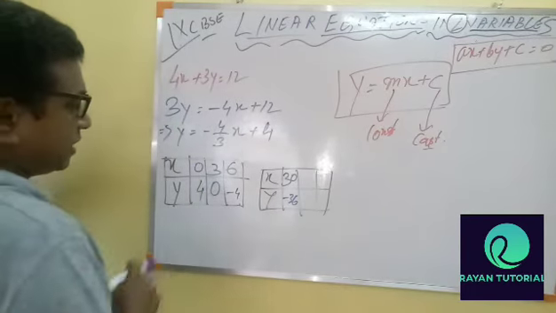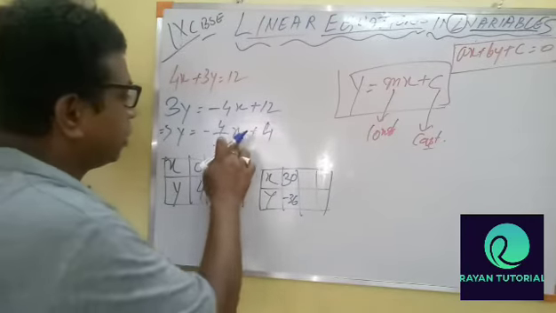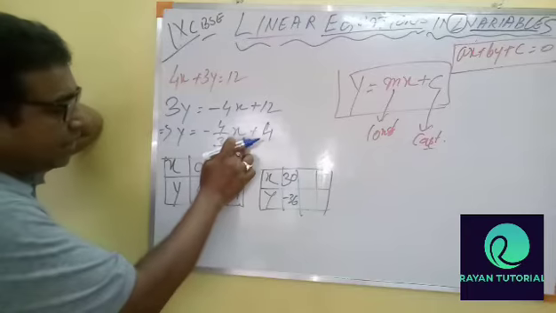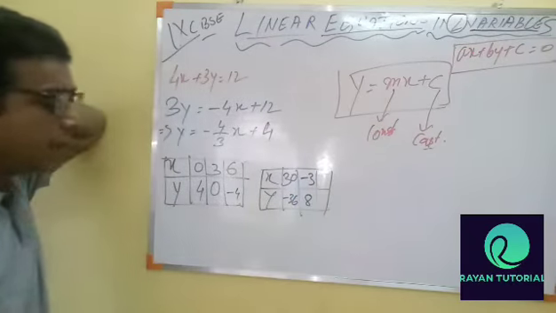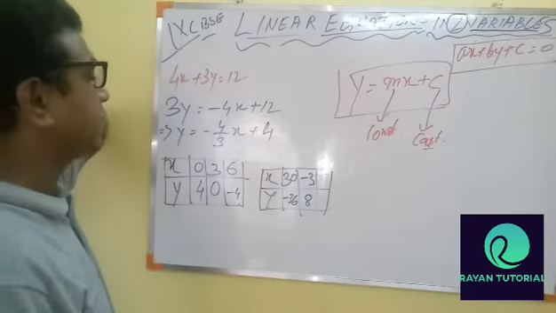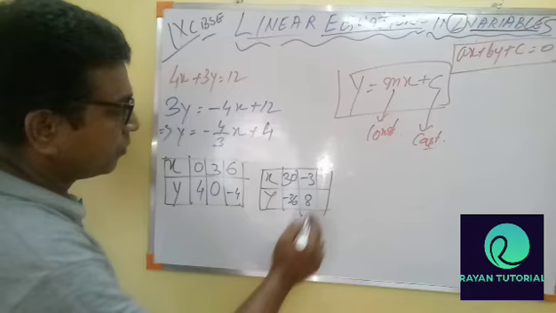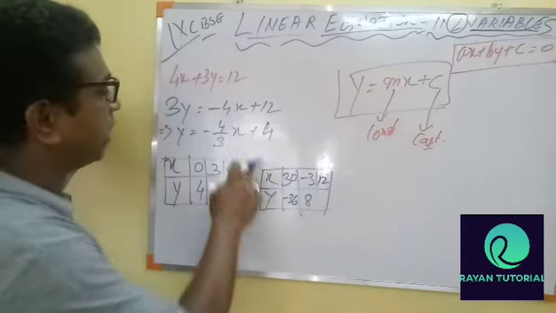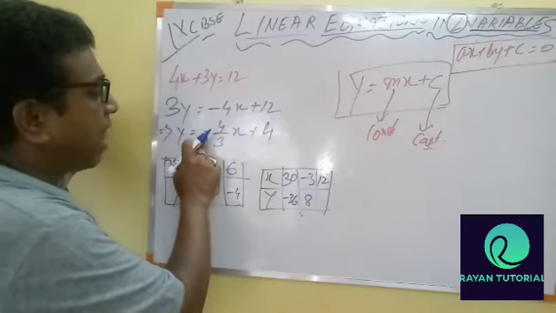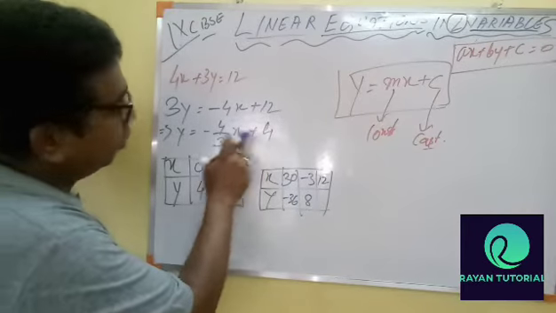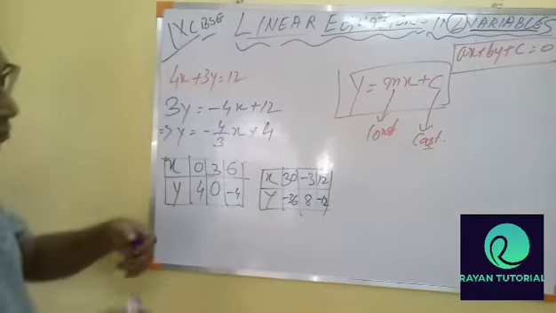Okay, I will take x equals minus 3. So minus times minus, 3 gets cancelled, plus 4, y will be coming to 8. I will take x equals 12. So 3 fours are 12, 4 fours are 16, minus 16 plus 4, minus 12.